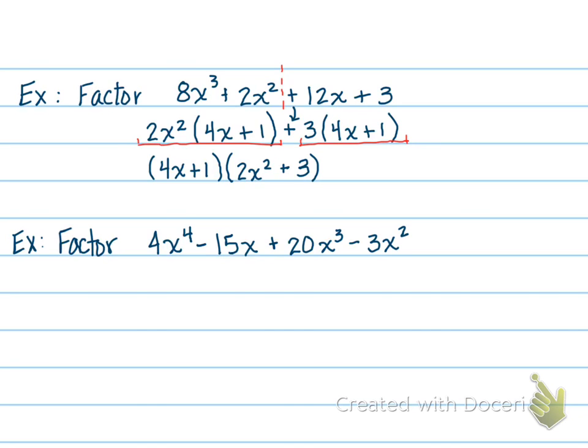What's my first step? Yeah, to put it in descending order. So we have 4x to the fourth plus 20x to the third minus 3x squared minus 15x. What next?